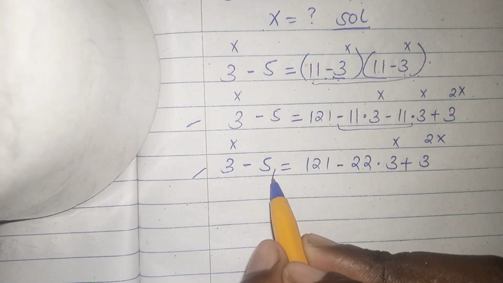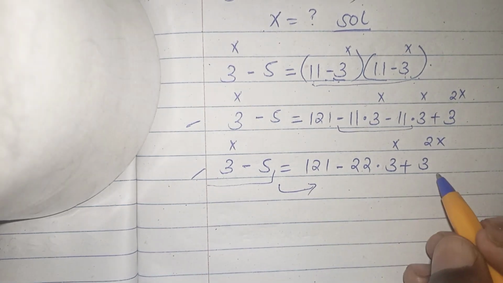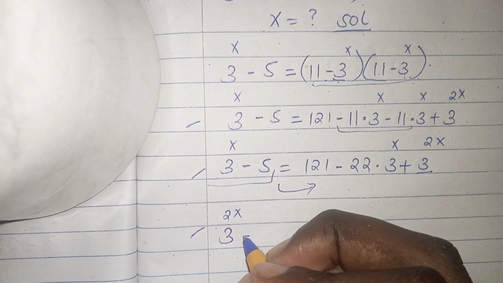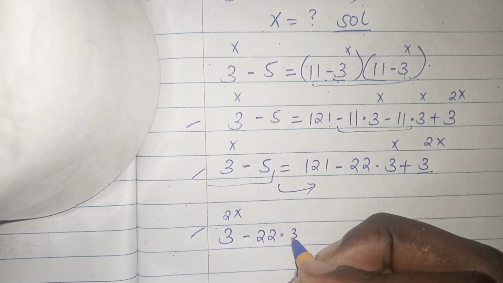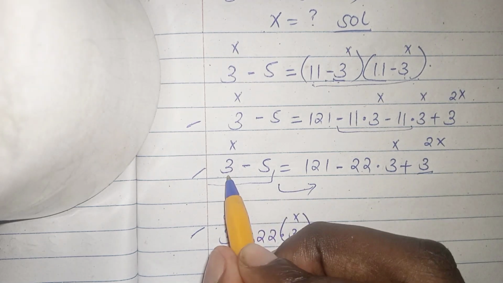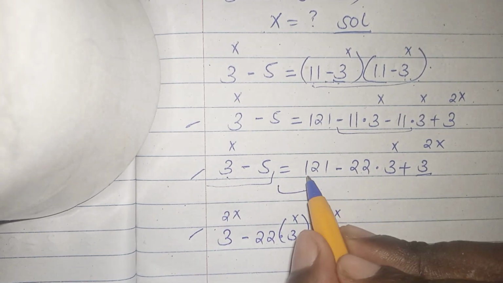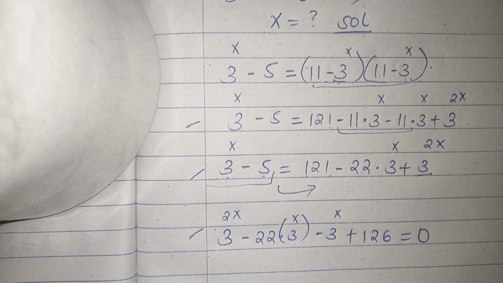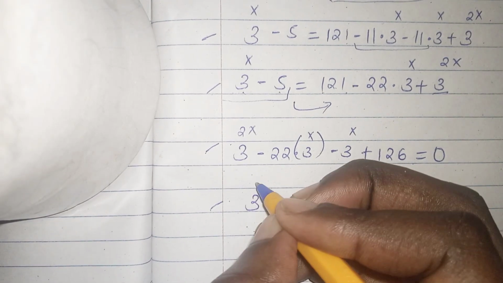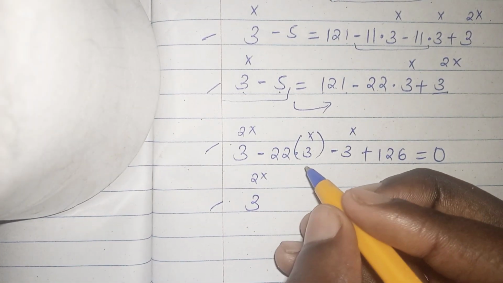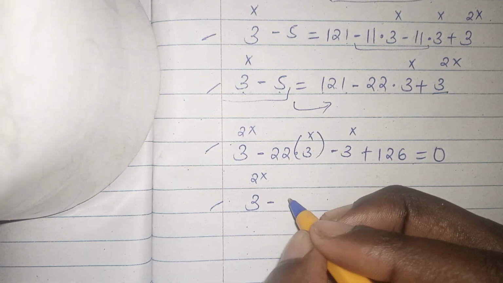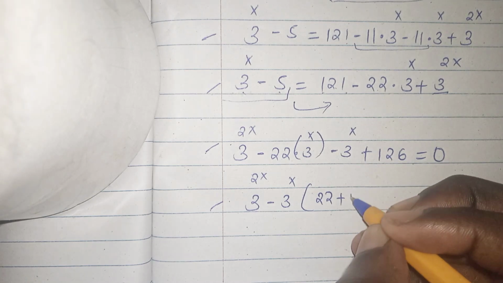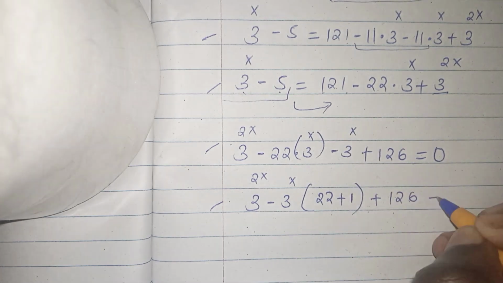In our next step, we are going to bring this to our right hand side and rearrange the whole equation. So 3 to the power of 2x minus 22 times 3 to the power of x, then minus 3 to the power of x. We then have 121 plus 5, so this is 126 is equals to 0. In our next step, 3 to the power of 2x, then we bring 3 to the power of x outside the bracket, so this is 3 to the power of x into (22 plus 1) plus 126 is equals to 0.